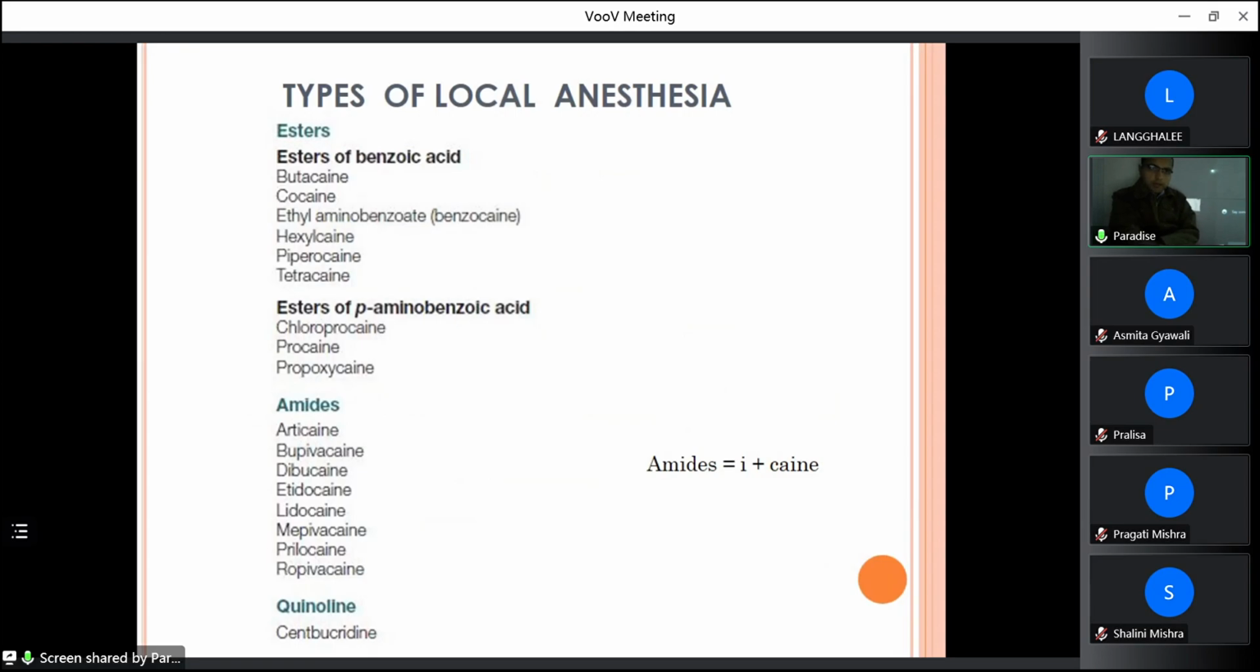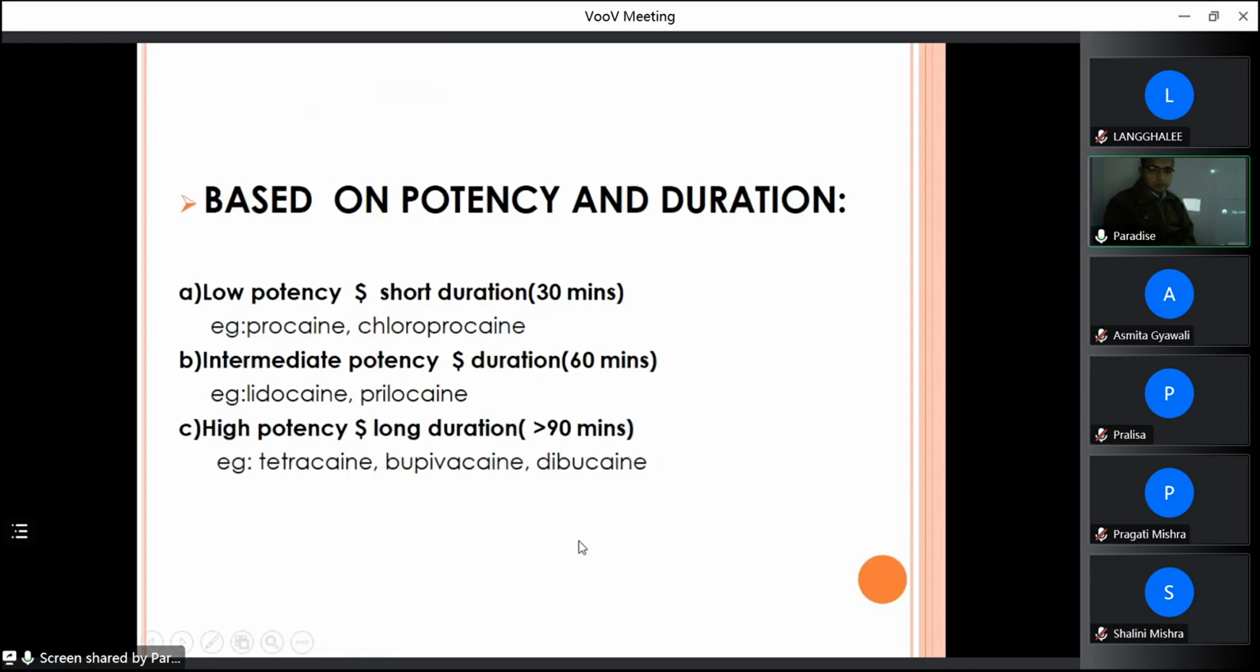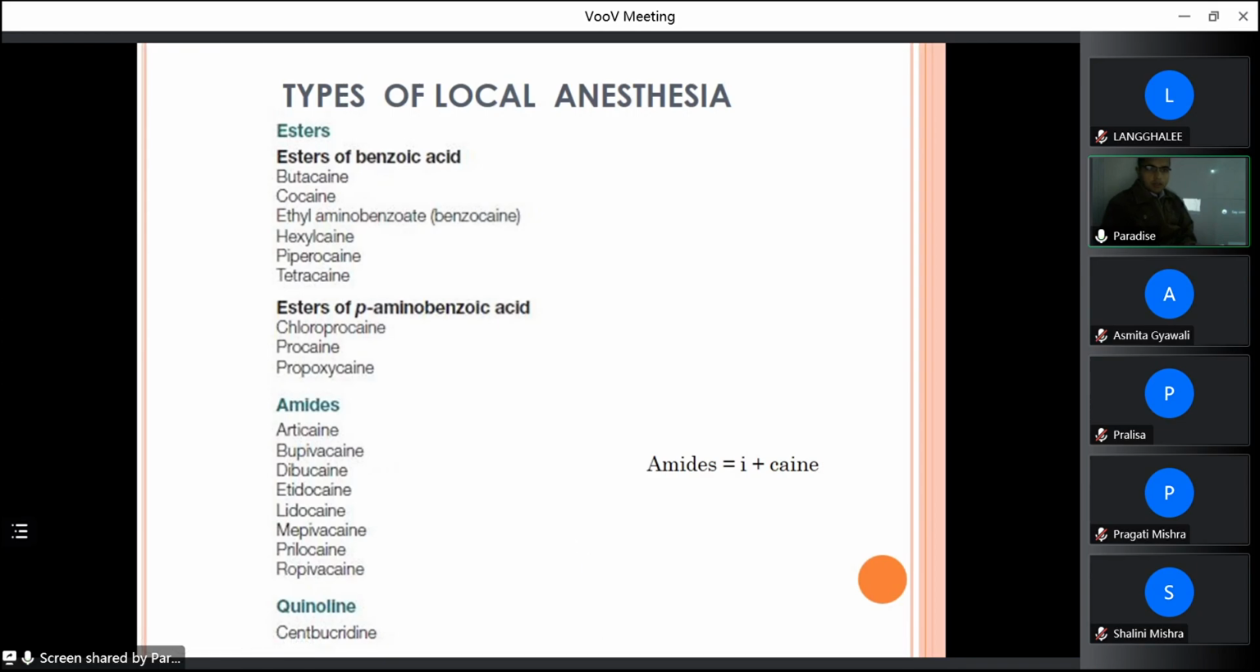Moving to classification, the types of local anesthesia were basically classified into two types, esters and amides, and the new one is quinoline. The esters are again of two types, esters of benzoic acid and esters of para-aminobenzoic acid. Esters of benzoic acid are butacaine, cocaine, ethyl aminobenzoate, commonly known as benzocaine. Benzocaine is available as topical anesthesia. Next are hexylcaine, piperocaine, and tetracaine. Esters of para-aminobenzoic acid are chloroprocaine, procaine, and propoxycaine.